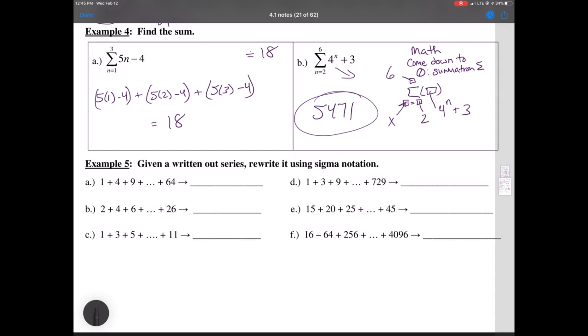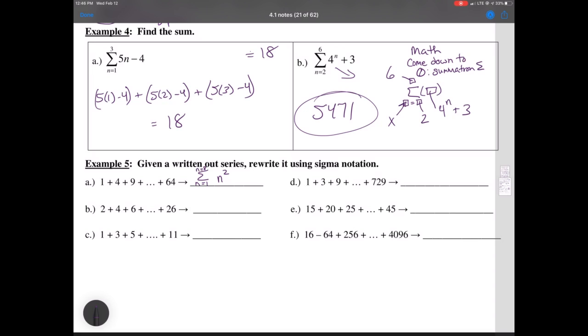So the next type is, given a written out series, rewrite it using sigma notation. This can be a bit tricky because you have to identify what pattern is happening, and you have to write an equation for that pattern. Looking at the first example, we have 1, 4, 9, and 64. Notice that these numbers are perfect squares. So the pattern here is just simply n to the second, because 1 squared is 1, 2 squared is 4, 3 squared is 9, and all the way up to 8 squared, which is 64. So we would sum all those together, and we let n equal 1 to start, and n equal 8 to end. And that gives us our sigma notation for that series.